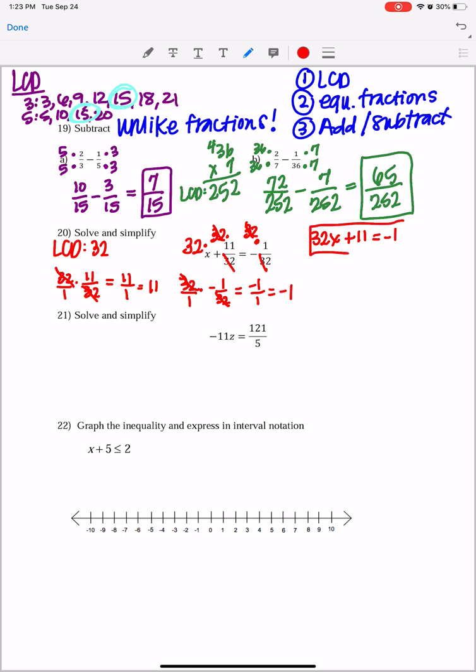So now that I have my equation without any fractions, that's the whole goal of this whole nonsense. Now solve. So to get x by itself, first we need to subtract this 11 over. So 32x equals negative 12. Divide by 32. And so those cancel and we're left with x equals, now here we can divide more.